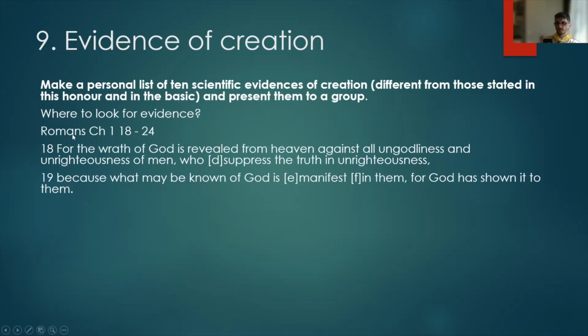If you read Romans chapter 1, the full chapter, you will find out why the evolutionists pretend that there is no God. Read it for yourself. I just took only the passage from verse 18 to 24. If you start with verse 18 and read to the end of the chapter, you'll find out why. Verse 18 says, "For the wrath of God is revealed from heaven against all ungodliness and unrighteousness of men who suppress the truth in unrighteousness, because what may be known of God is manifest in them, for God has shown it to them."